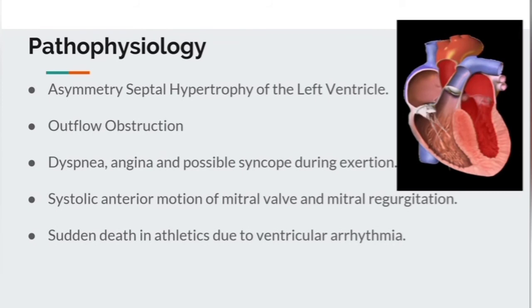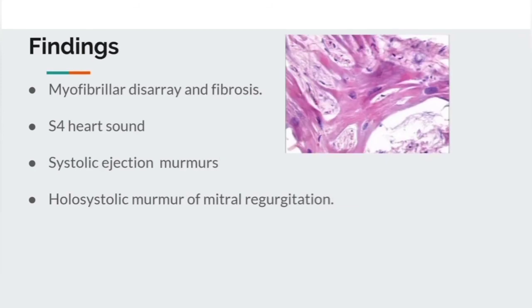It also causes sudden death in athletes because the abnormally thickened myocardium increases the risk for ventricular arrhythmia, which intensifies during exercise, because when we exercise, our catecholamines increase the ventricular arrhythmia and cause sudden death in young athletes. Let's discuss the clinical findings.